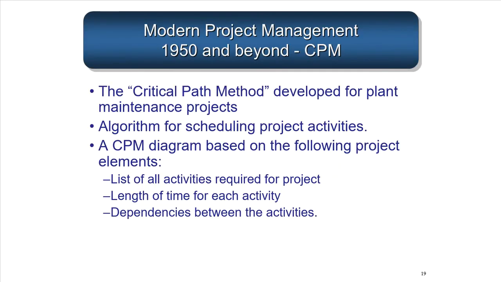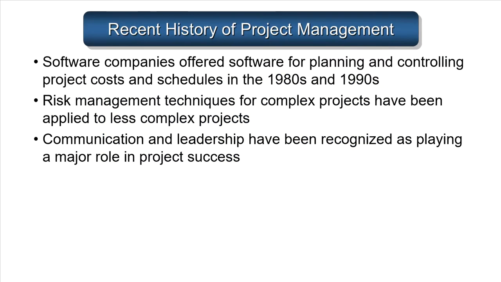Okay, but that's what both CPM and PERT do. You list all activities, you put them in logical order, and afterwards, based on the dependencies, the logical relationships between each, for example, the coffee example, you can understand how long it takes for the overall project. Okay, so in recent history, the 80s and 90s, you see a lot of development on risk management techniques, communication, leadership, and especially with software projects.